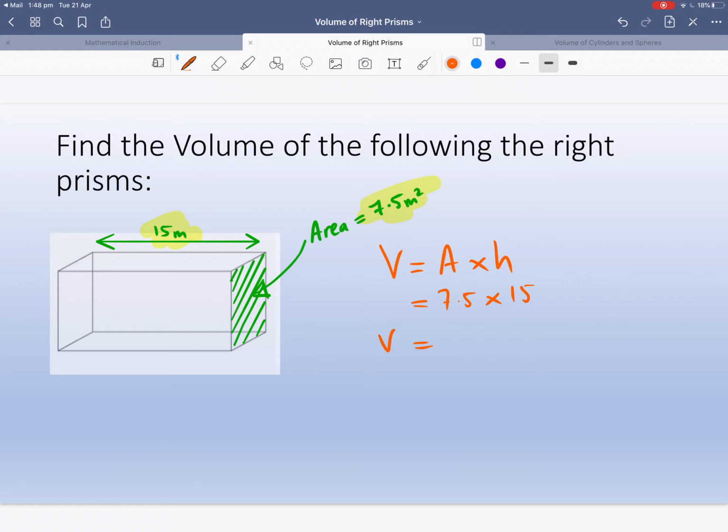Now it's just calculator work. So we go 7.5 times 15, and we get 112.5. Now remember, what's our units? It's going to be meters cubed because we are finding volume. The cubed is for the volume. Really interesting: we've got area in here, and that's why that's squared, and then the final product is cubed because we're finding the inside of this whole thing.